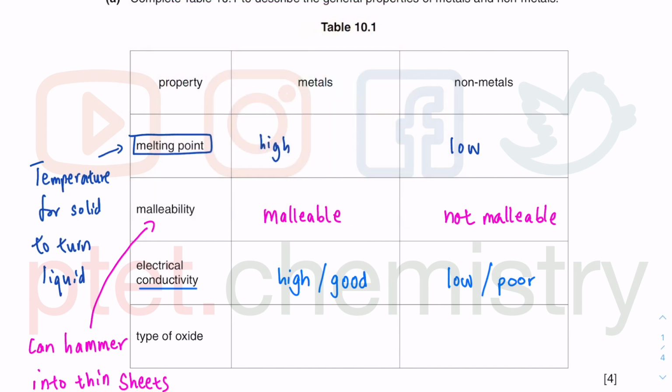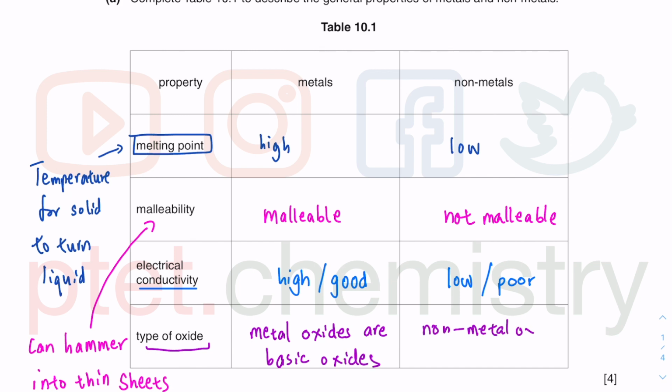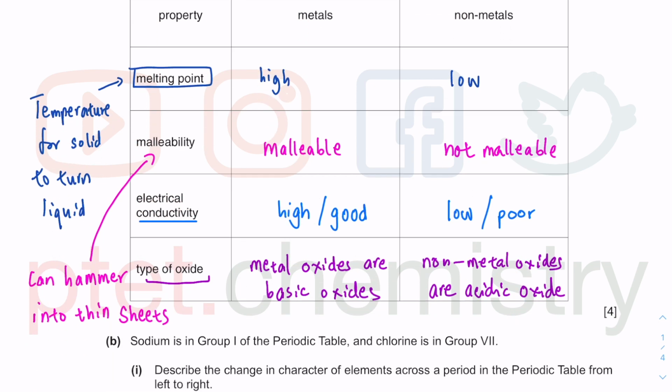Last but not least, we also have the type of oxide. This is whether you are acidic or basic or amphoteric oxide, as stated in the syllabus. It's part of oxides, acids, bases, and salts. Metal and oxygen combined together give you metal oxides. So what we can say is metal oxides are basic oxides most of the time. Whereas non-metal oxides generally are going to be acidic oxides. When they dissolve in water, they're going to give you an acidic solution.